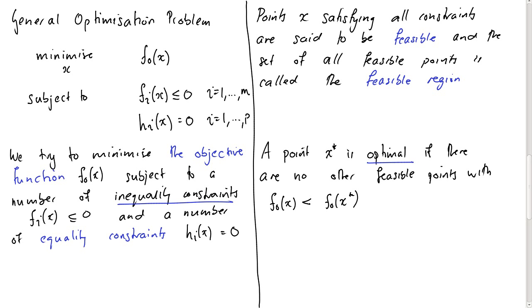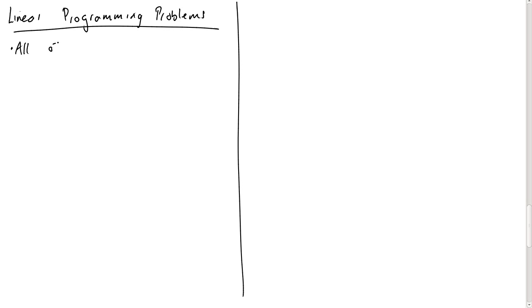Now, what we're going to be looking at are linear programs. A linear program is an optimization problem, except that these various functions take on a particular form. So let's write down what that form is. For linear programming problems, all of the functions fi and hi need to be affine. What that means is basically linear plus a constant.